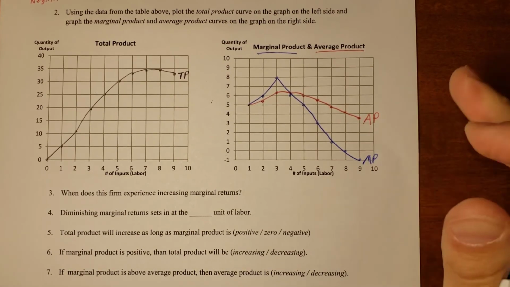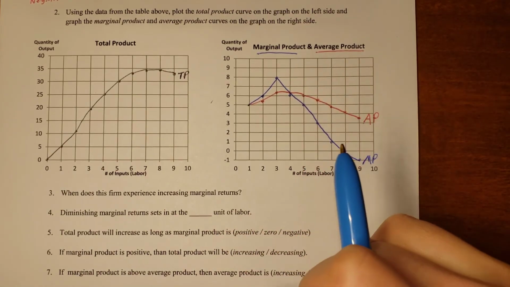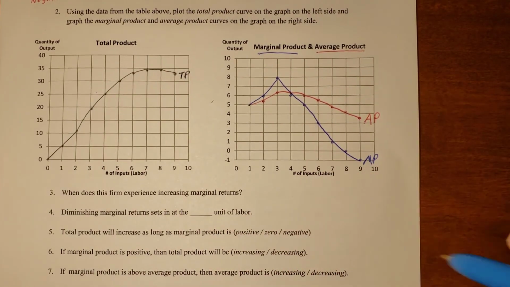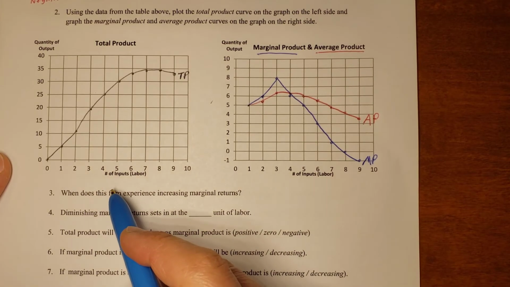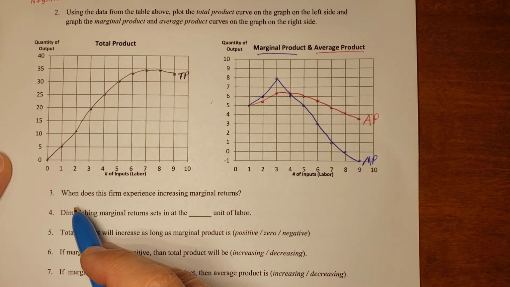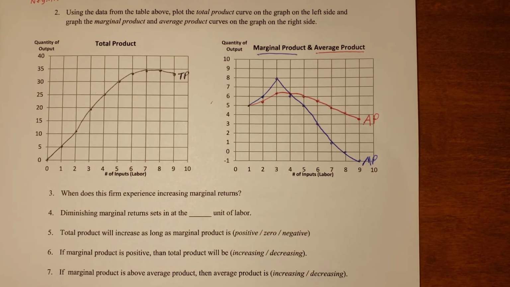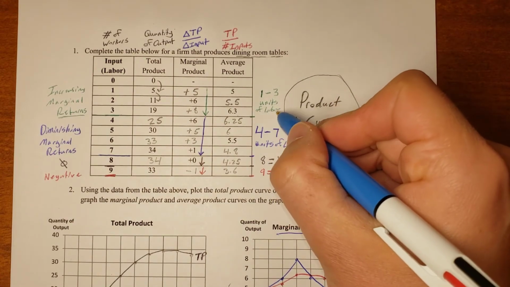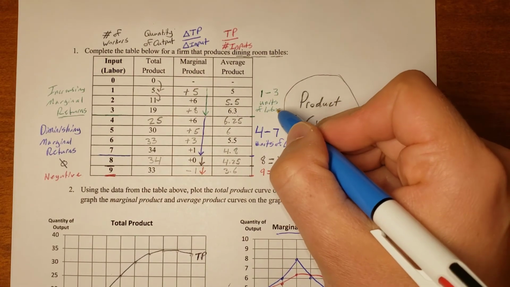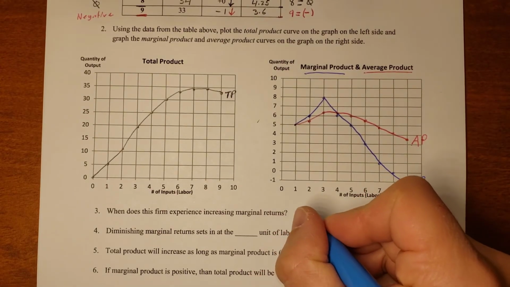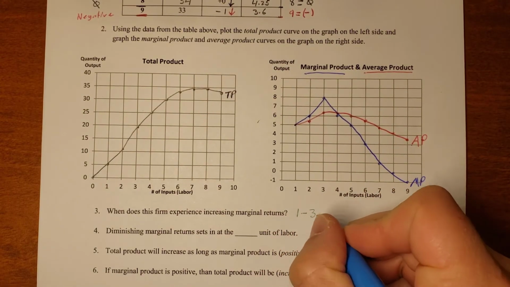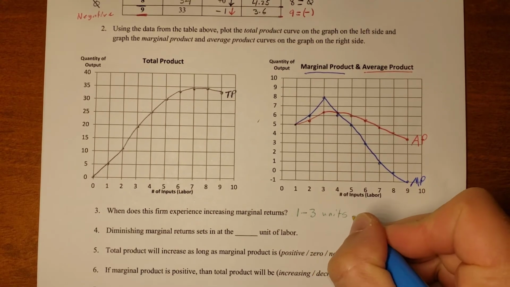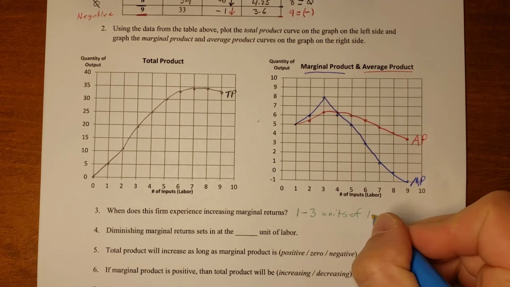Okay. So I'm going to talk about these relationships, but I'm going to talk about them in the context of these questions. For question 3, it asks, when does this firm experience increasing marginal returns? We've already discussed this. If we go back to our data set, we see increasing marginal returns between the first and the third units of labor. So I'm going to write 1 through 3 units of labor.